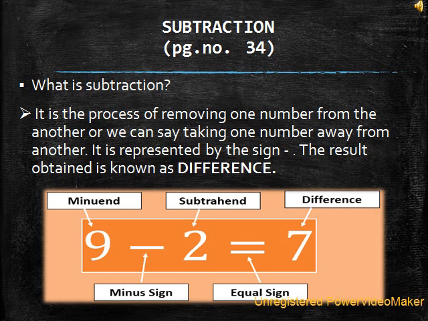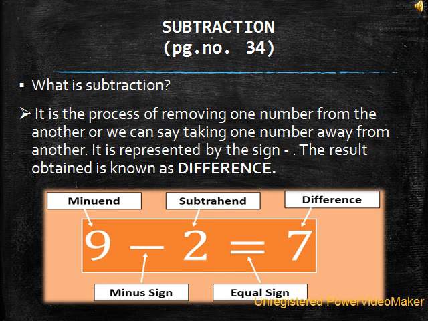Students, now we will study that in addition, the numbers to be added were addends and the answer was sum. In subtraction, the answer is known as difference. Now why difference? Because we are subtracting one number from another number. So the difference is the answer. So we will call the answer as difference.